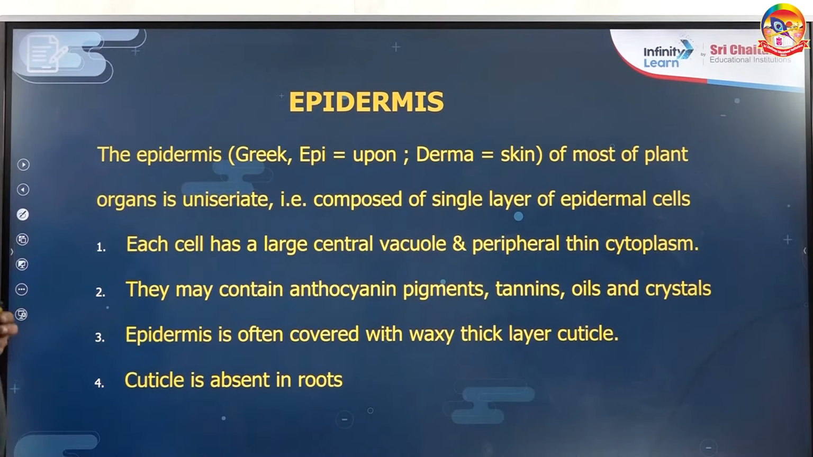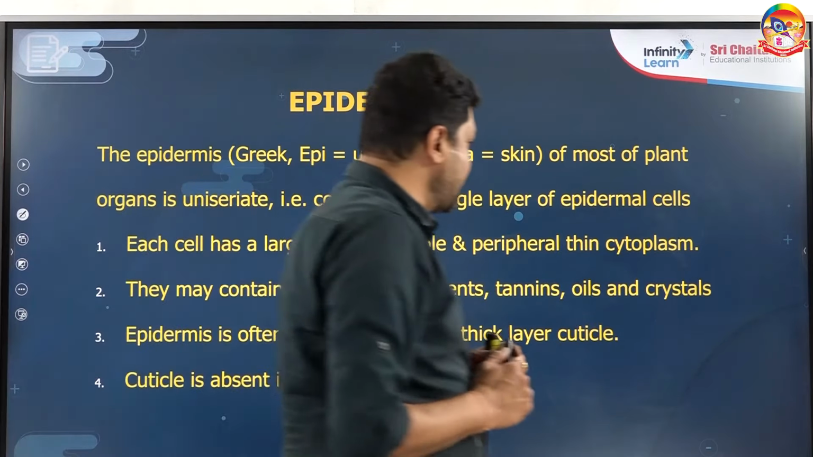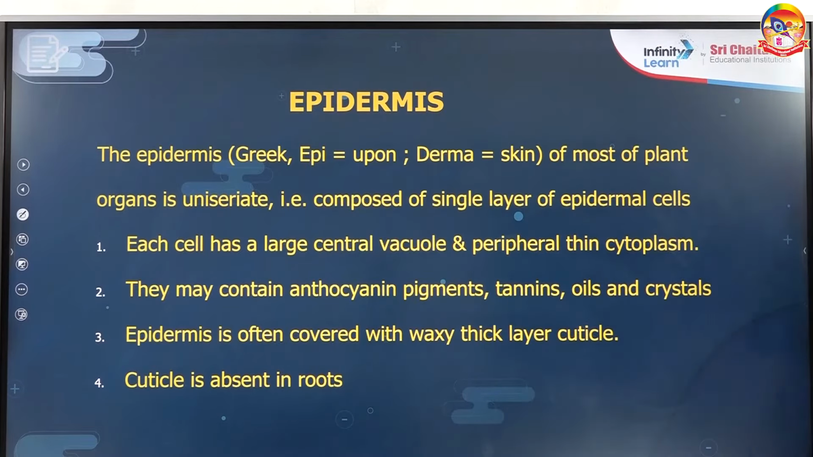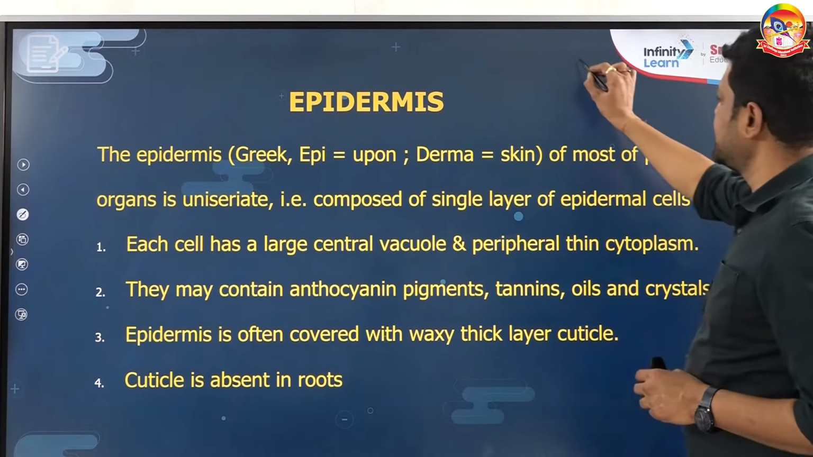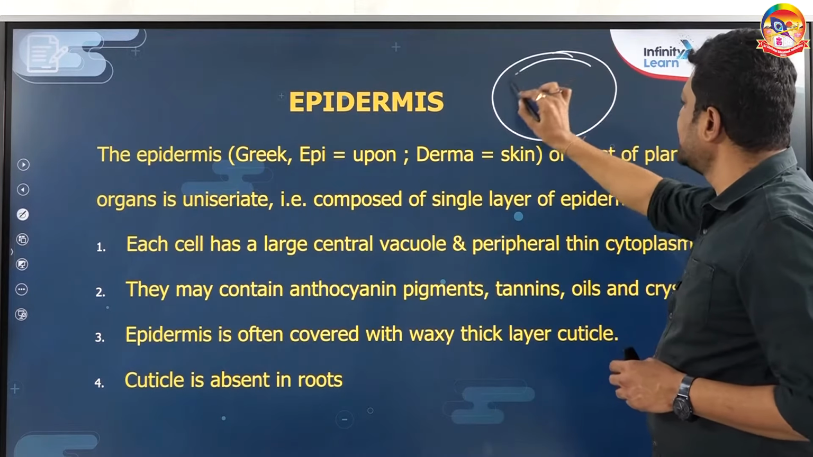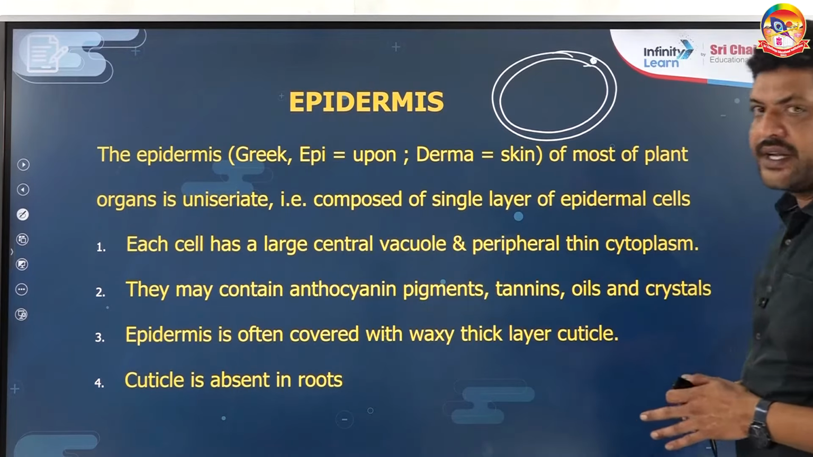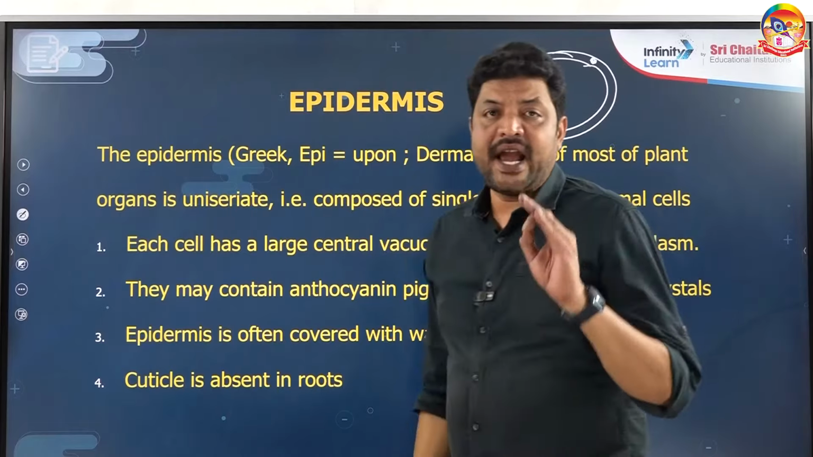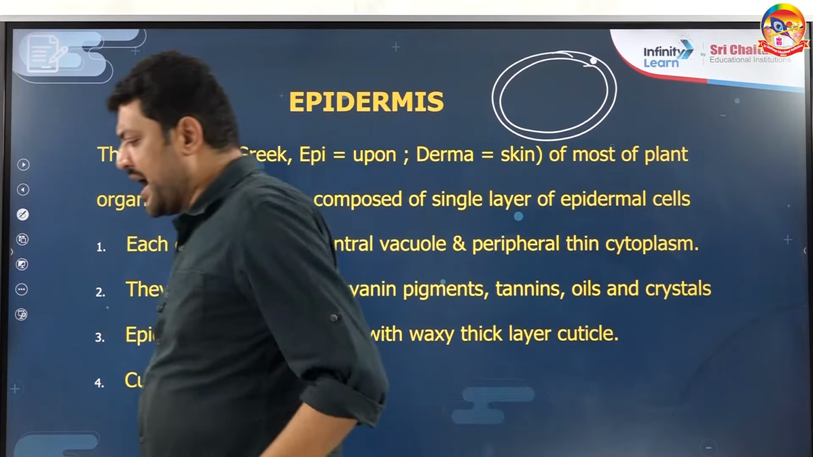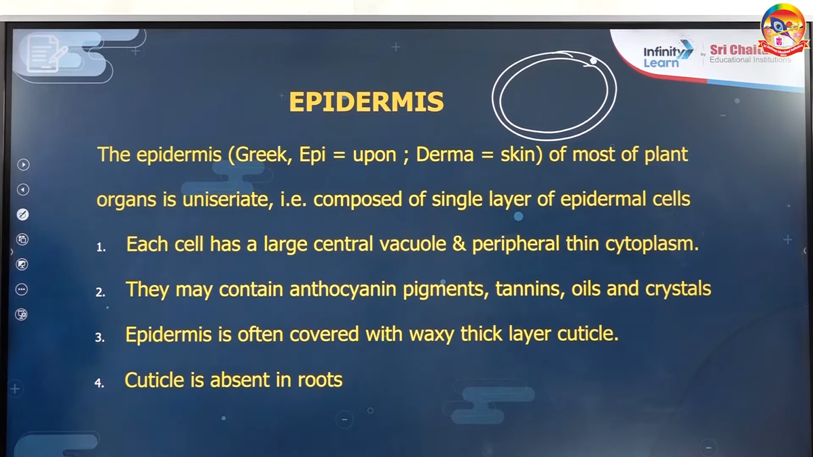In epidermis, derma means skin. In most plant organs, the epidermis is uniseriate, meaning single layered, composed of a single layer of epidermal cells. Each cell has a large vacuole and peripheral thin cytoplasm. Could you understand the meaning of this word? So this is a cell. If it has a large vacuole, automatically the nucleus will be pushed peripherally. This is the fundamental difference between plant cells and animal cells. In plant cells we have a peripheral nucleus. In animal cells we have a central nucleus.